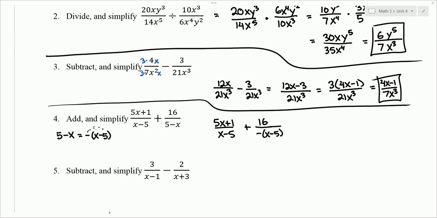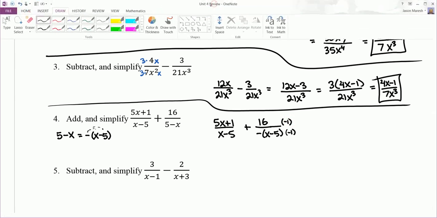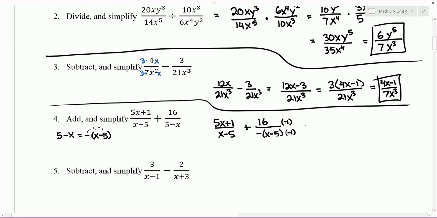And here's what I'm going to do. I'm going to multiply the right-hand side by negative 1. So multiply the bottom by negative 1 and the top by negative 1. So what happens is I get 5x plus 1 over x minus 5 plus negative 16 over x minus 5. Now I'm clear to add the two fractions.